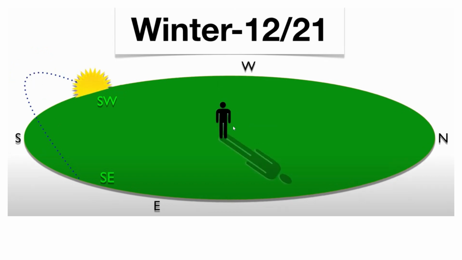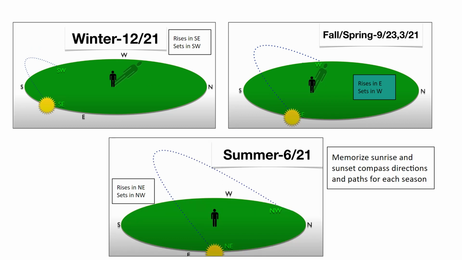Okay, so this is an overview of all the paths of the different seasons, and you actually have this in your note packet as well. And you should memorize the sunrise and sunset compass directions, as well as the highest point of the Sun in each season.